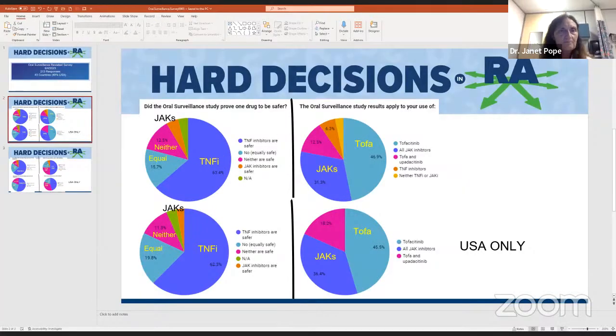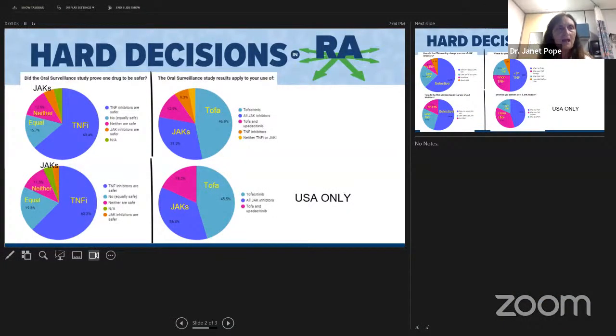So the first question, did the oral surveillance study prove one drug to be safer? I think everybody knows this study, and you're attending because you know it and want to get some further insights. But basically, you can see here, US only is the bottom half, and the overall is the top half.